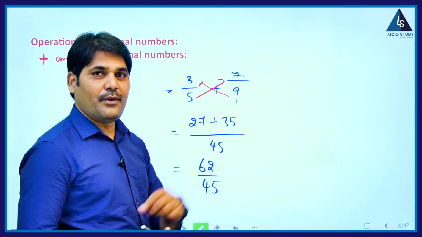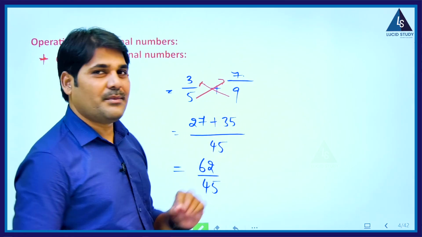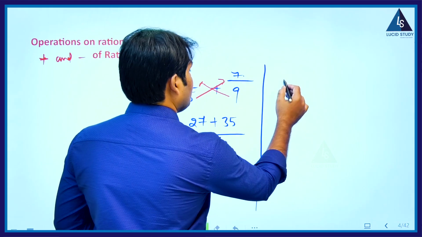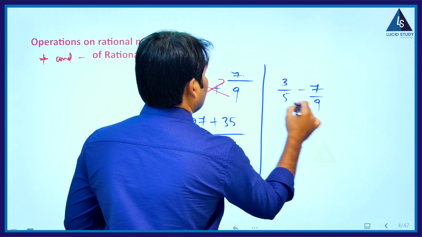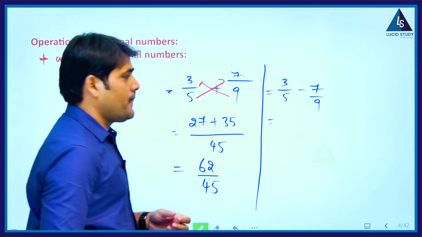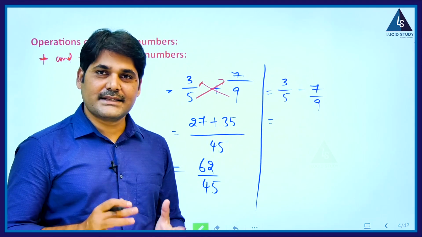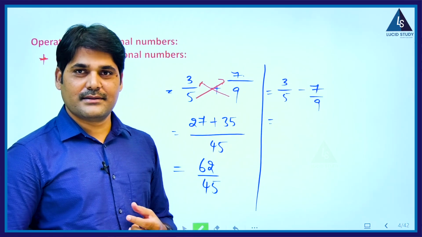So like this, we have to add these two rational numbers. Suppose you want to subtract these two, same process we will do, just a sign change, that's all. So 3 by 5 minus 7 by 9 is there. Now how will we subtract these two? Same, the denominators are not the same. So if the denominators are not the same, then what do we have to do? We have to take the LCM of the denominators.